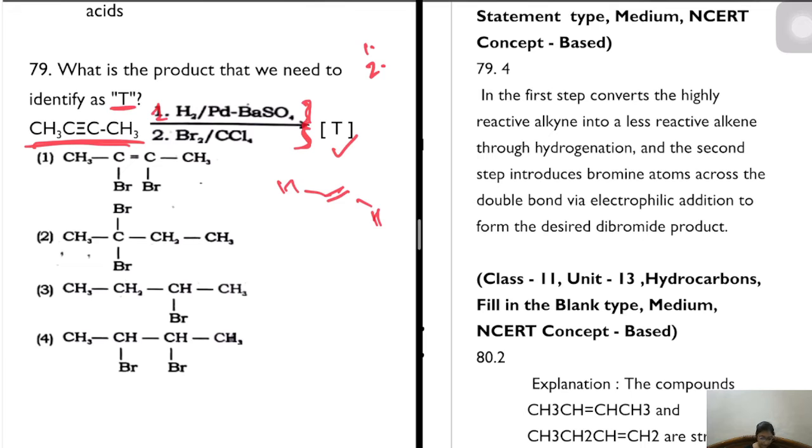And in the second step, what happens? This we all know is bromination. Bromine will be added across the double bond. So we'll have a double bond here, and it would then be a single bond, because now we have bromine. So the correct answer is this. This one is wrong, because it would be a single bond. Triple bond is converting to double bond, then to single bond.